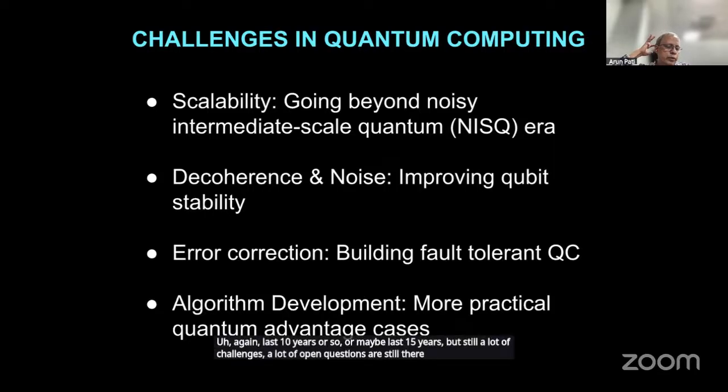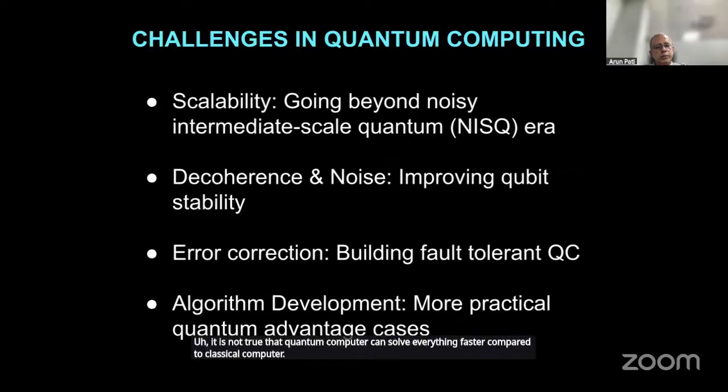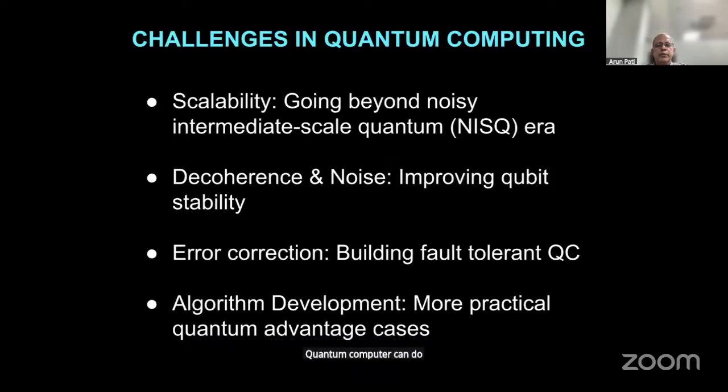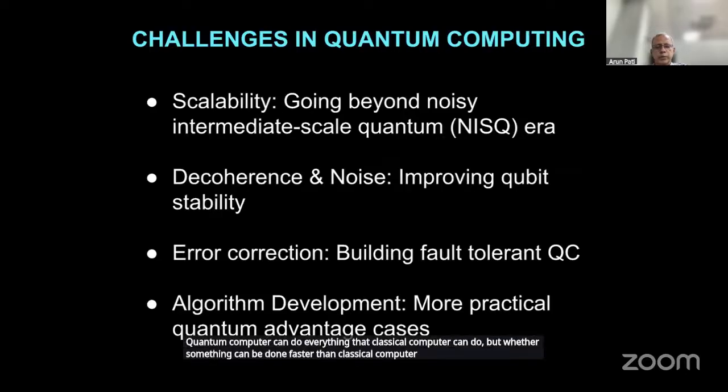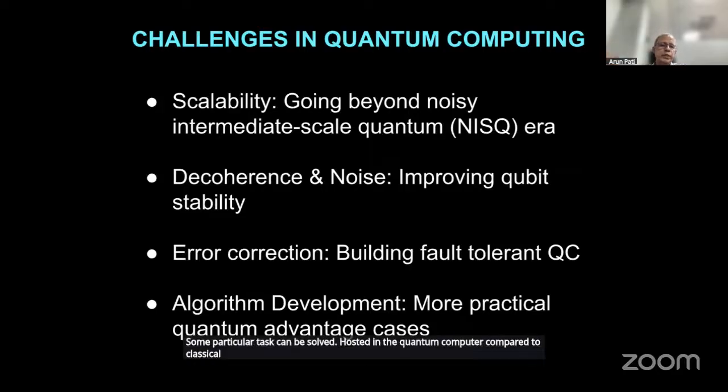One thing one should keep in mind is that it is not true that a quantum computer can solve everything faster compared to a classical computer. A quantum computer can do everything that a classical computer can do, but whether something can be done faster than on a classical computer is not obvious, not very clear. So we want to prove and demonstrate that indeed some particular task can be solved faster on a quantum computer compared to a classical computer. That is quite a challenging task, and that is why you need to develop new algorithms.